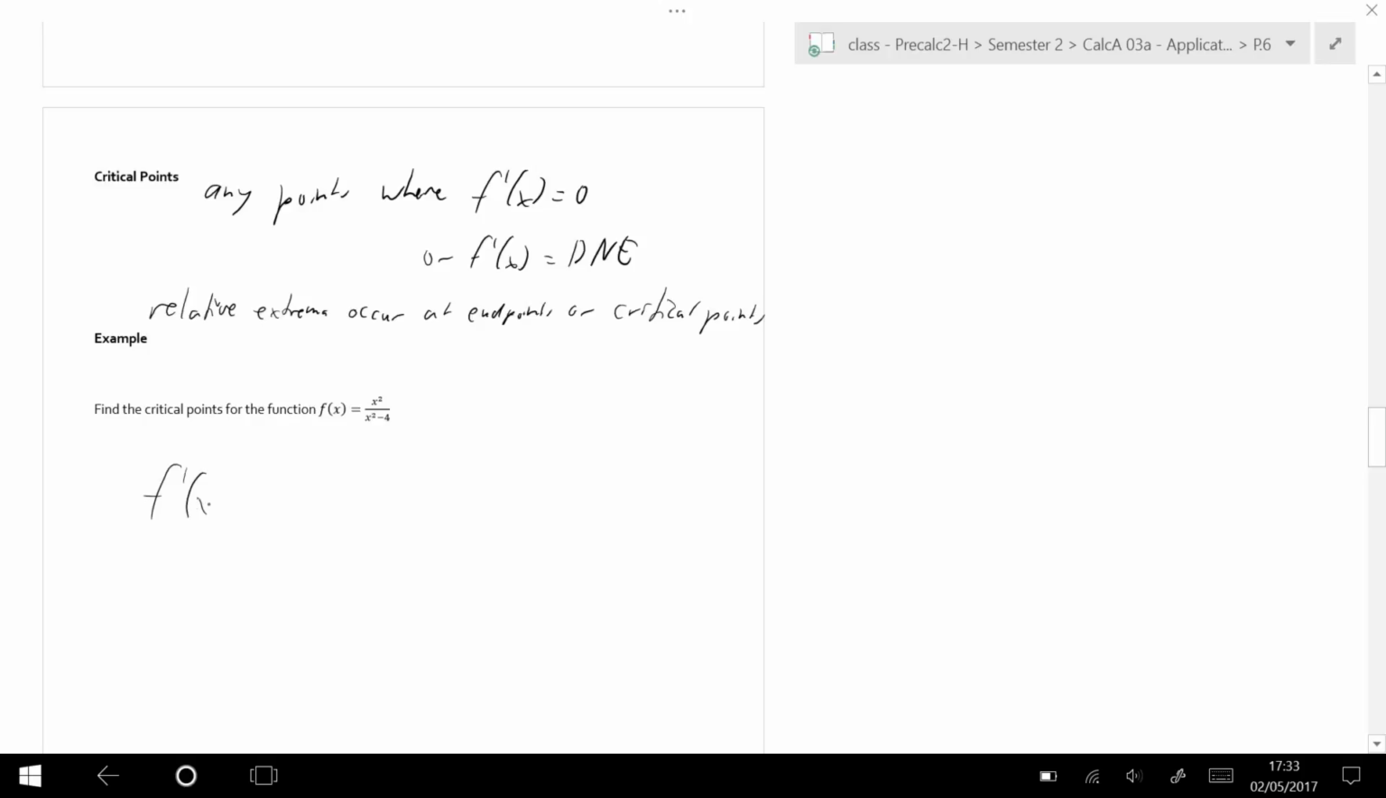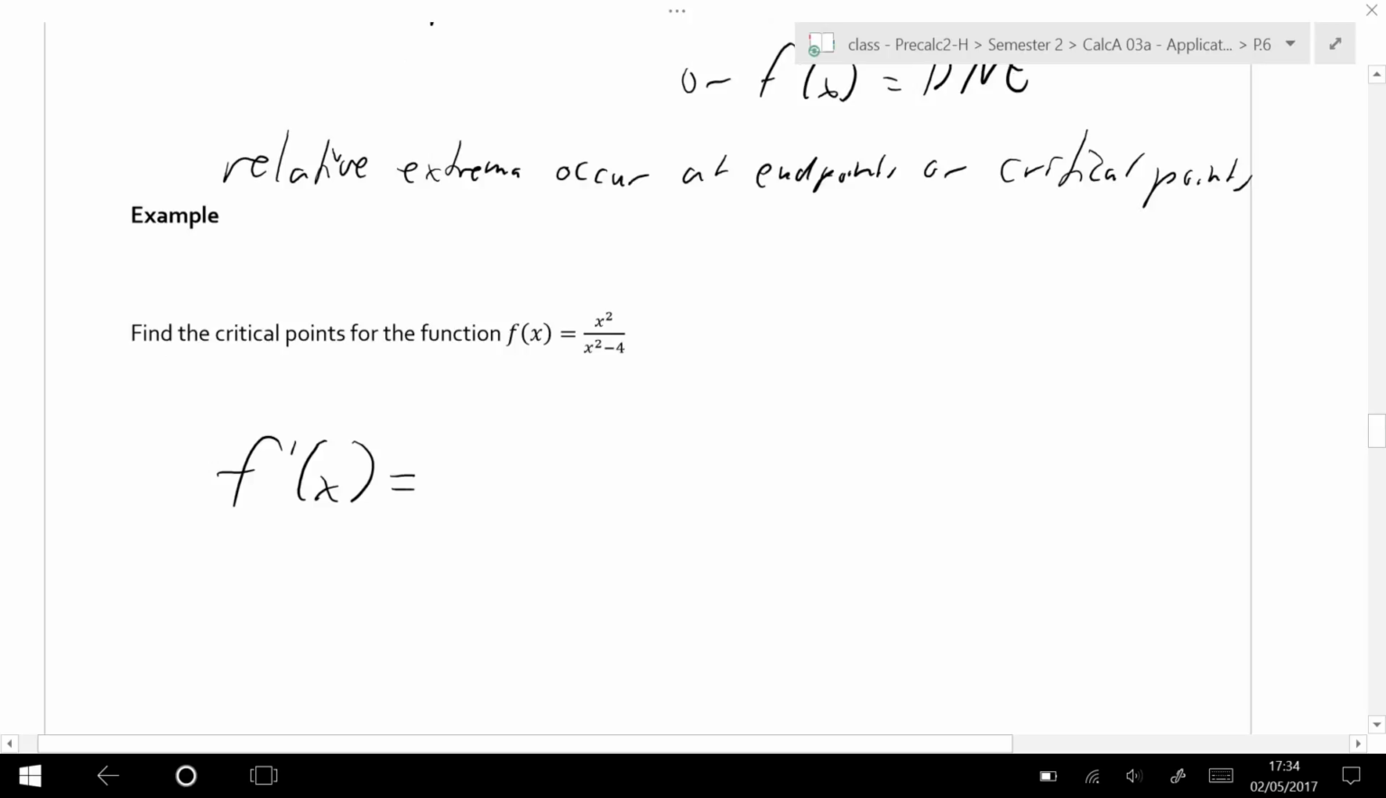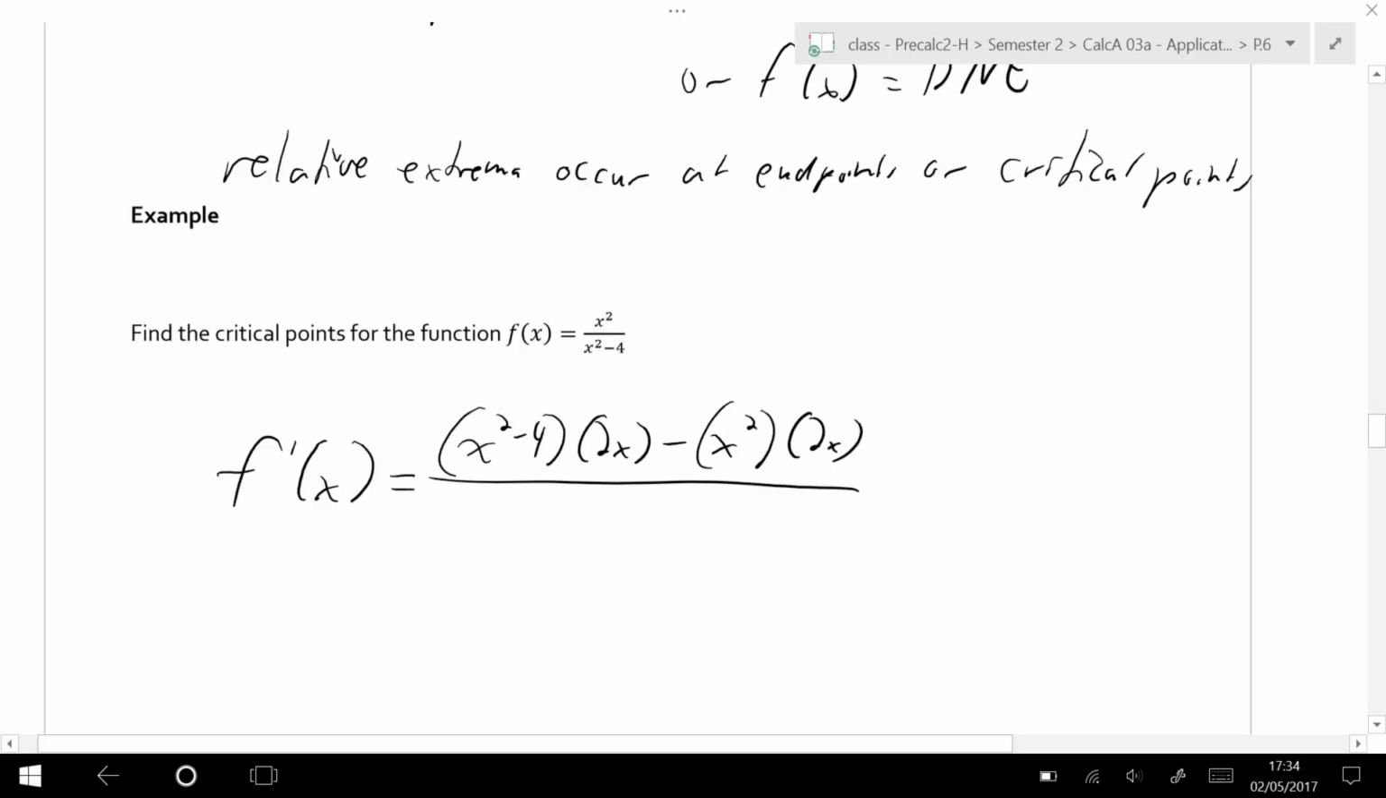So here's an example. I've got f of x is equal to x squared over x squared minus 4. If I do an f prime, we're going to do quotient rule. So, low d high: x squared minus 4 times 2x, minus high d low: x squared times 2x, over low squared: x squared minus 4 squared.